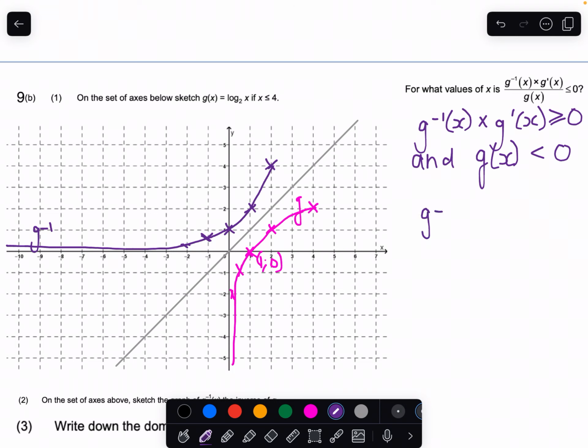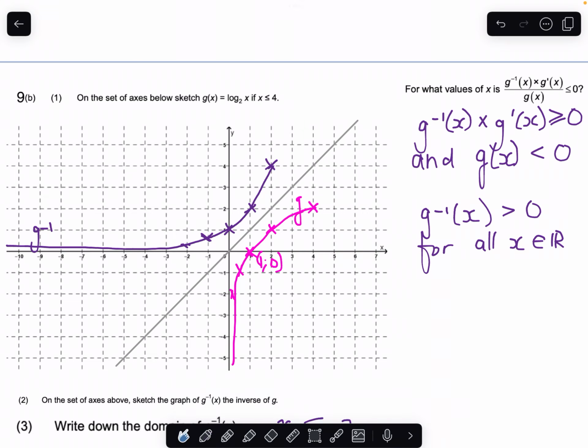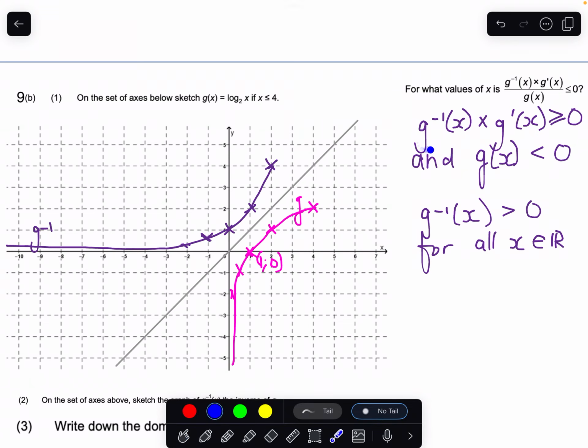Okay, so the inverse of g is greater than 0 for all x. Don't even care about the restriction on the domain, it is always going to be positive, right? So in order for this product to be greater than or equal to 0, well, the other thing is that this is also never negative, because our exponential is always increasing. It's increasing for all values of x.